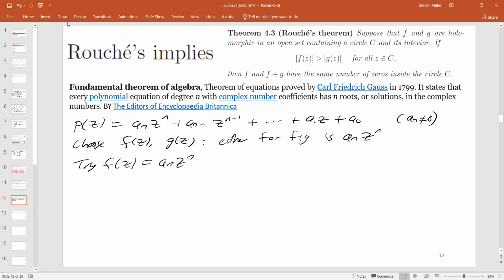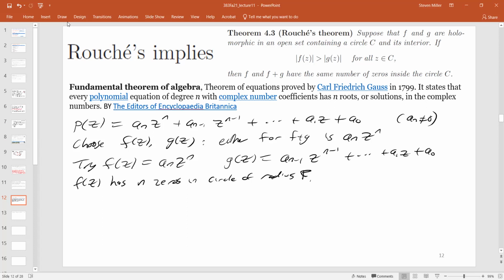So we have f of z equals this. What should we choose for g of z? Well, the suggestion was to try a_{n-1} z to the n minus 1, plus up to a_1 z plus a_0. We somehow want to get p involved. And now we see f of z has n zeros in a circle of radius r, and f of z plus g of z is our function p of z, right? So if we choose a really large radius, will the absolute value of f be greater than the absolute value of g? Yeah.